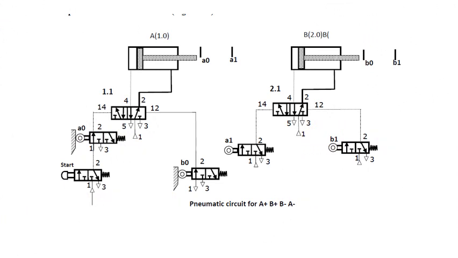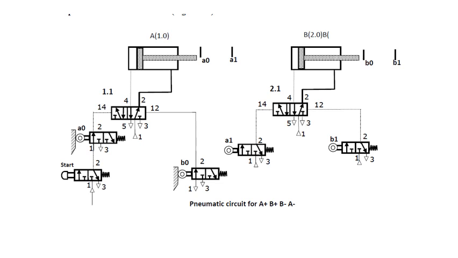Next we have the circuit diagram, where cylinders A and B are connected with two memory valves. The memory valves receive input signals from the limit switches, which are roller operated limit switches. First I will explain the circuit. That is the initial condition of the circuit.